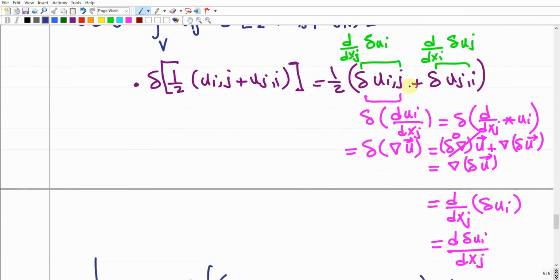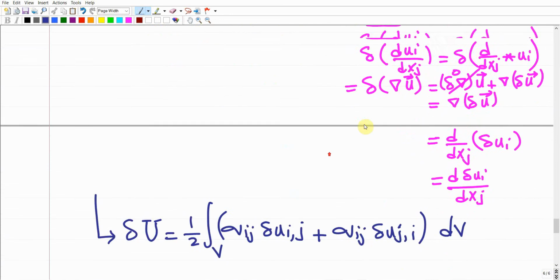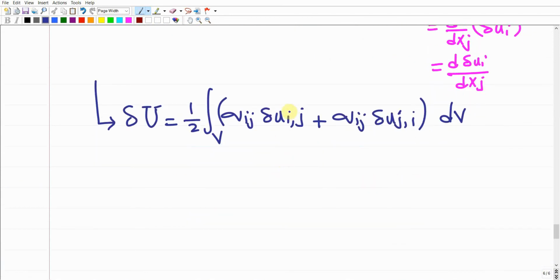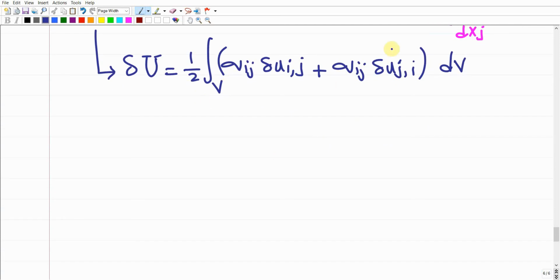Now we're going to do this derivative, right? But remember that this derivative is already applied inside an integration, so we have to consider integration by parts to perform the integration over these two multiplied functions, and according to the fundamental lemma of variational calculus, we can write this term here. I'm going to show you just this one single term, the integration over the volume of sigma ij times the delta ui comma j dV.